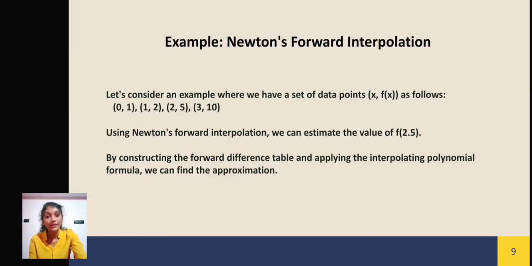So the next is an example for Newton's forward interpolation. Let us consider an example where we have a set of data points x comma f of x as follows: 0 comma 1, 1 comma 2, 2 comma 5 and 3 comma 10. Using Newton's forward interpolation, we can estimate the value of f of 2.5. By constructing the forward difference table and applying the interpolating polynomial formula, we can find the approximation.